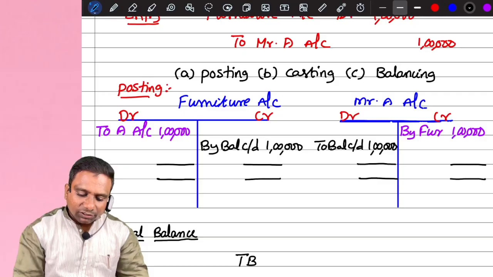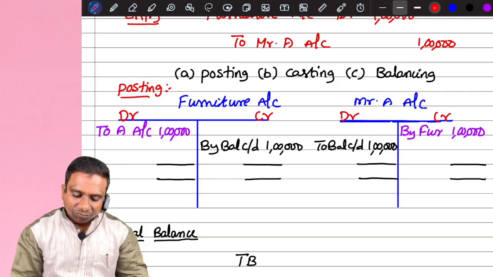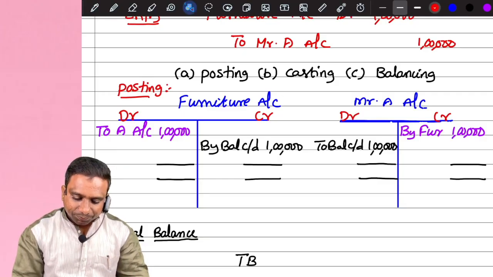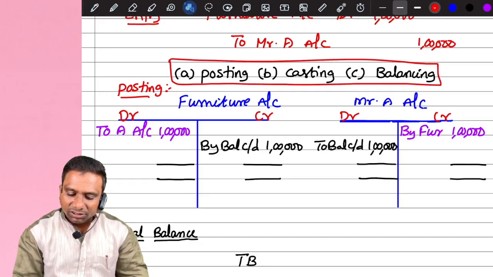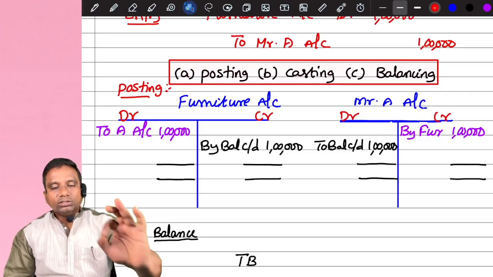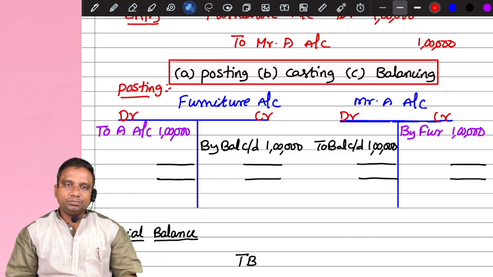So these three things we need to understand first. In case of posting, you should understand these three things: posting, casting, and balancing errors.